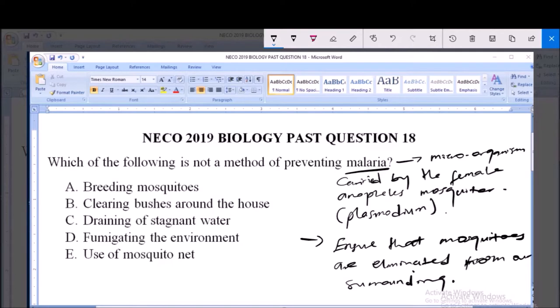Now, option B says clearing bushes around the house. Yes, clearing of bushes around the house will help to prevent malaria. Draining of stagnant water also prevents malaria because it will help reduce the stay of its eggs on the stagnant water. Also, fumigating the environment kills the mosquito, and use of mosquito nets will prevent mosquito from getting in contact with the skin. So now, breeding mosquito is not a method of preventing malaria.